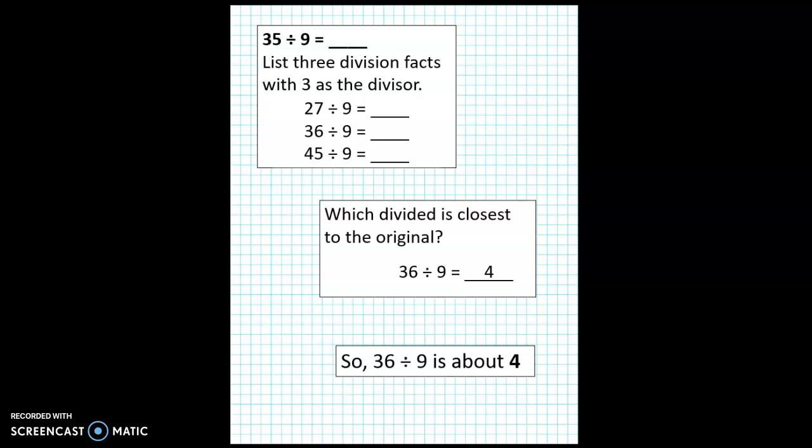Continue working the example problems and then go on into your classwork.